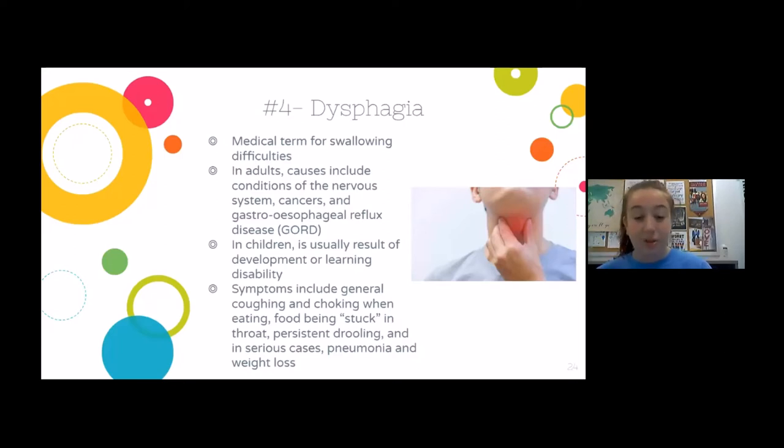In children, it's usually a result of development or learning disability. And symptoms include general coughing and choking when eating, food being stuck in your throat, persistent drooling, and in severe cases, pneumonia and weight loss due to the lack of food you're eating. And then for the pneumonia, it's the infections that you're getting in your lung from the food and beverages staying in there.